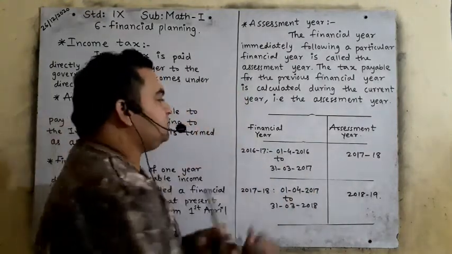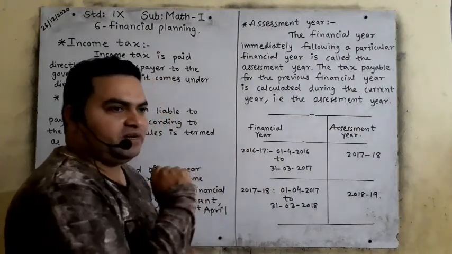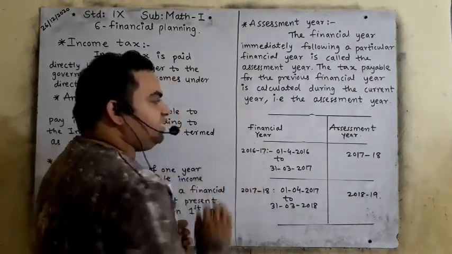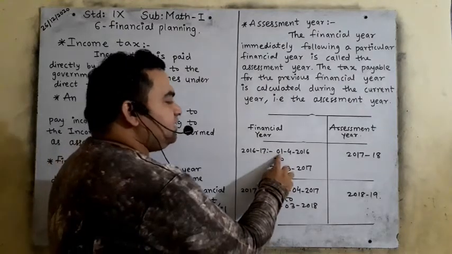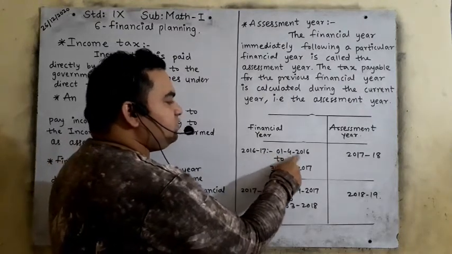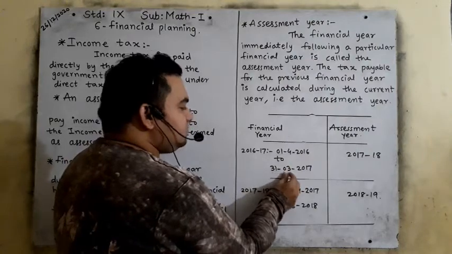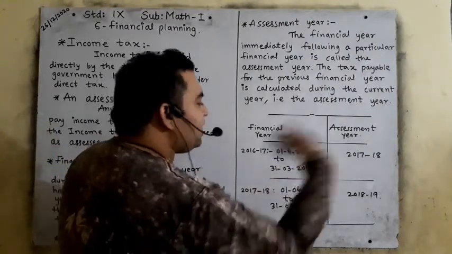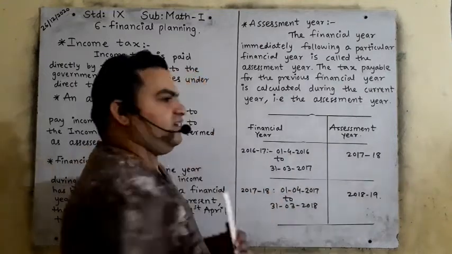Please pay attention. See, the example of 2 assessment years and 2 financial years is given. See, 2016 and 17 was the financial year. It means it started from 1st April 2016 to 31st March 2017. This was the financial year. Assessment year, its next, that is 2017 and 18.